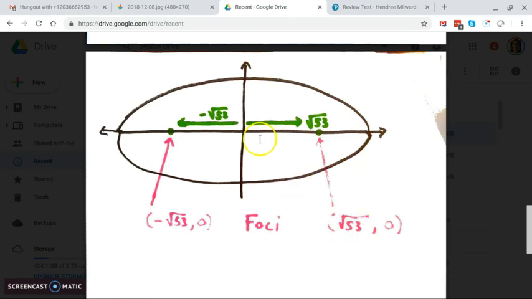Now, if the center was in a different place, this might be, say, 2 plus square root of 53 and 2 minus the square root of 53, if the center was over here, let's say, at 2. But because I'm going from the center, it's just positive square root of 53 and negative square root of 53. So I hope that helps on this problem.